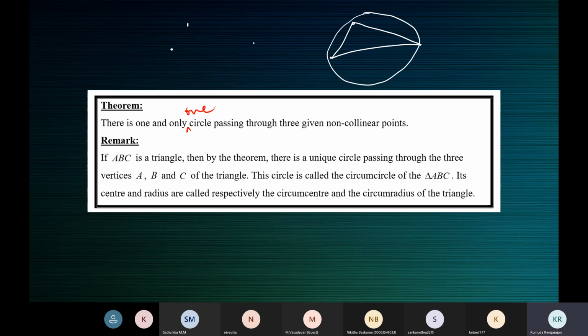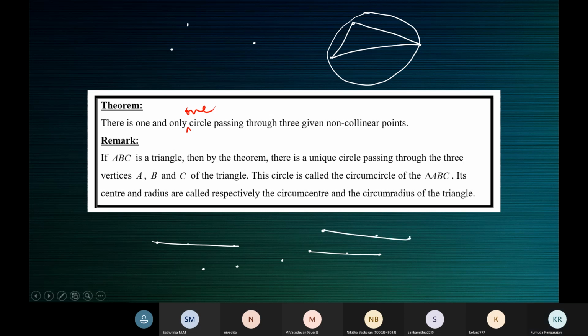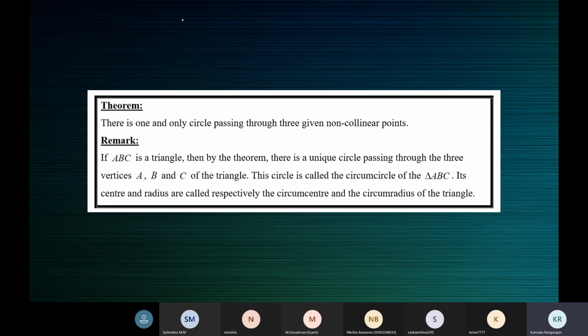We need 3 points to define a triangle. When the 3 points are collinear, no triangle is formed. So we need 3 non-collinear points to make a triangle. You see, these 3 points are not collinear, so a triangle is formed.